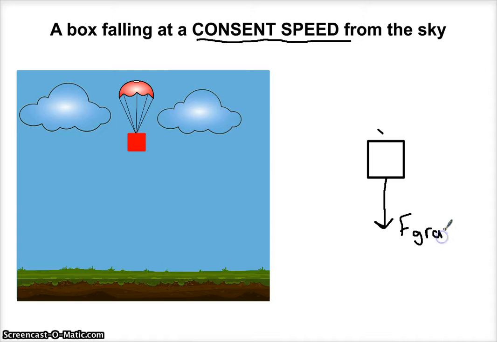And because we have a constant speed, we do not have any acceleration. And that means we have balanced forces. So we are going to draw an arrow up the same length as our gravity arrow, and we're going to label that air. So it's very similar to our last situation, same forces, except they are equal in length.